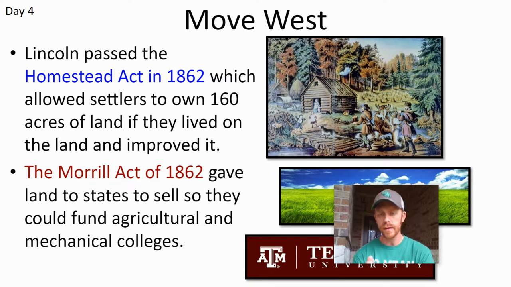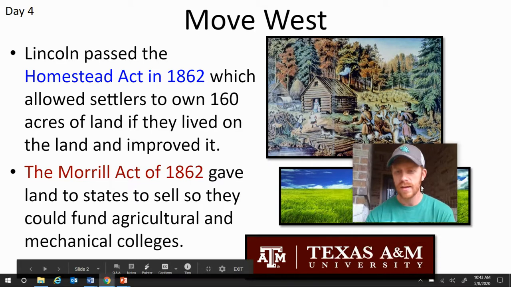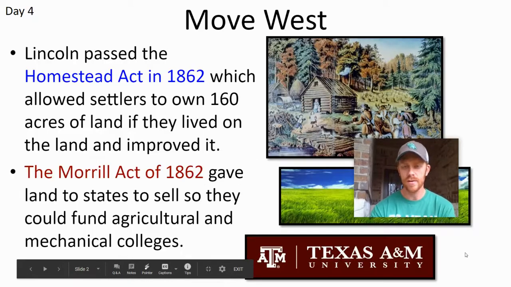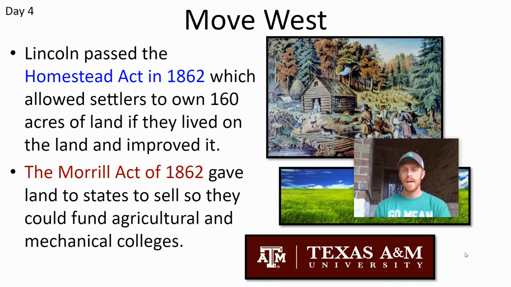Now, the schools that they open up have to teach agriculture and mechanics. Agriculture, A, mechanics, M, A and M. That's why we see Texas A and M down here. Agricultural and mechanical schools are opening up all over the place during this time because they're using this money that they got from the Morrill Act of 1862. Texas A&M got their start, got their funding from the Morrill Act.